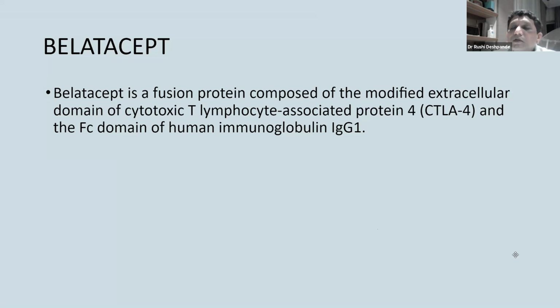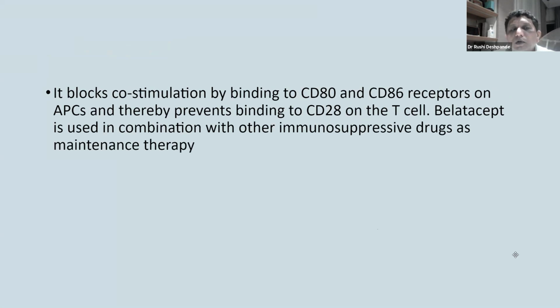One of the mechanisms of co-stimulation is CTLA4 Ig. It is a fusion protein composed of the modified extracellular domain of the cytotoxic T lymphocyte associated protein 4, or CTLA4, the easier way to remember that, and the Fc domain of humanized IgG1. So it blocks co-stimulation by binding to the CD80 and 86 receptors on the antigen presenting cells. To summarize, remember it is a monoclonal antibody which will block the T cell response by binding to receptors 80 and 86 on the antigen presenting cells.